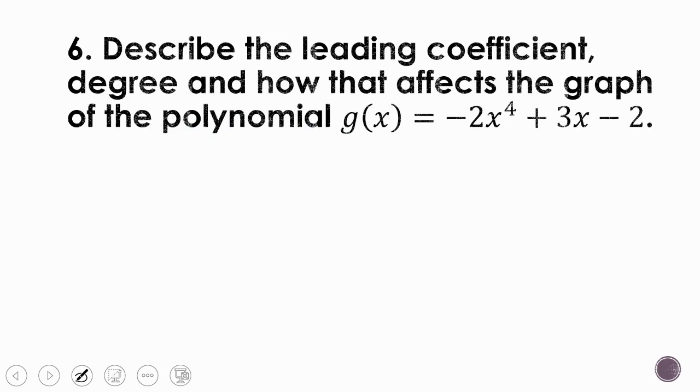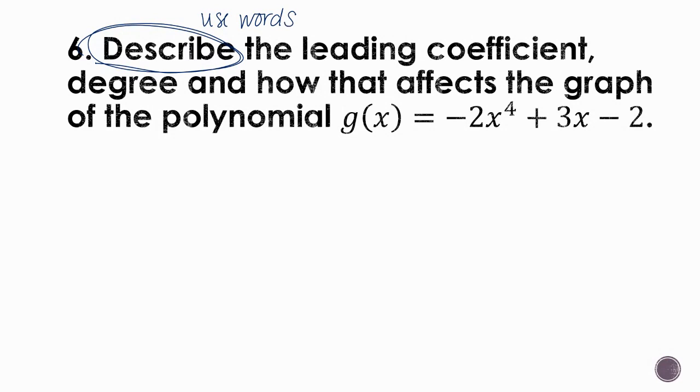Number 6, describe the leading coefficient, degree, and how that affects the graph of the polynomial. First of all, let me tell you the word describe means use your words, okay? So you're describing in words what is going on with this graph. I can see here that the leading coefficient is negative. That tells me something about the graph. The degree is 4. That tells me something about the graph.